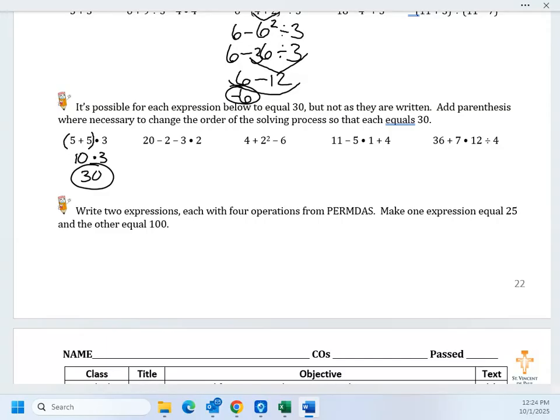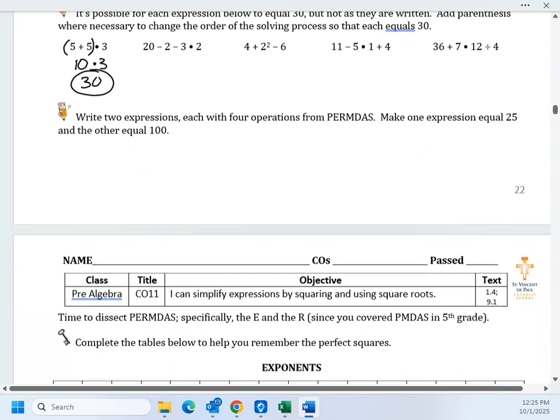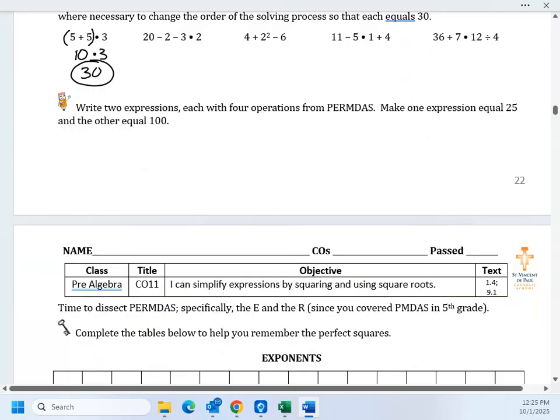We have to use 4 operations. So you're going to use 5 numbers, right? Because 4 operations. And we have to have our final answer be either 25 or 100. So it's like the full-on 5-card challenge, using all 5 cards, but you get to pick what the numbers are. Can anyone think of something that we could do that would equal 25?